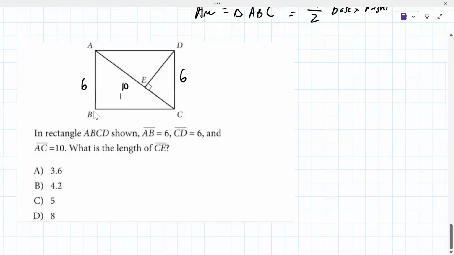Could you find BC? Could you find length BC for me? That would be maybe a good one to start with. This is a right triangle. You can presume that because it's a rectangle.